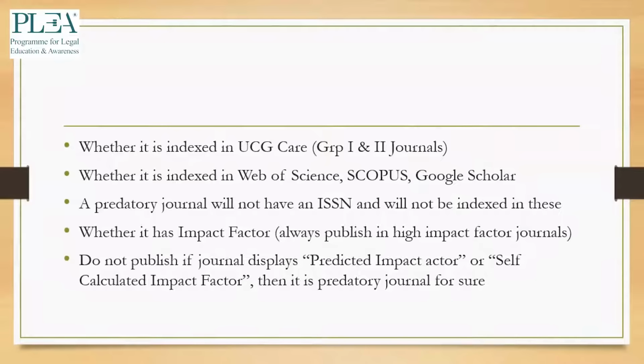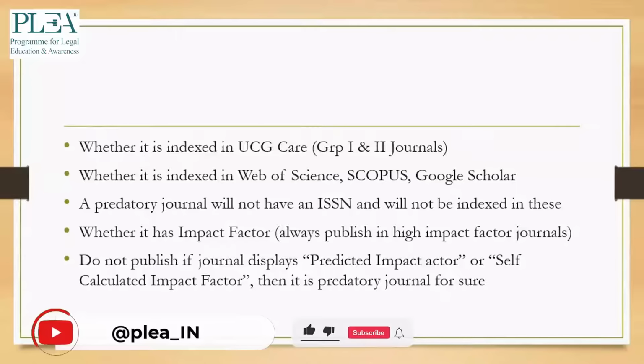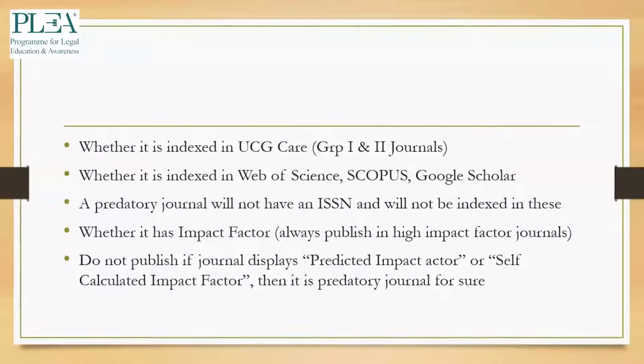Publish only in a journal which you can find has proper details, has a good impact factor, which is indexed in the UGC Care Group 1 or Group 2 list, or Web of Science, Scopus, or Google Scholar. That is the magic mantra. Okay, you have to first check on these different platforms. If you find your journal there, go ahead. If it does not have an ISSN number, EISSN number, if the website looks cloned, fake, do not go ahead.